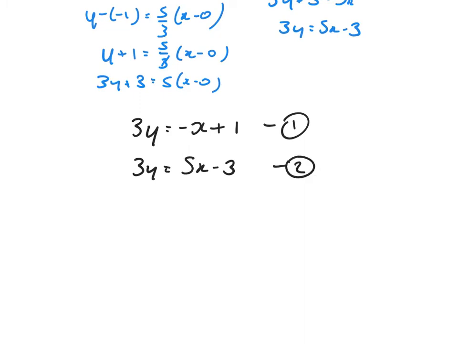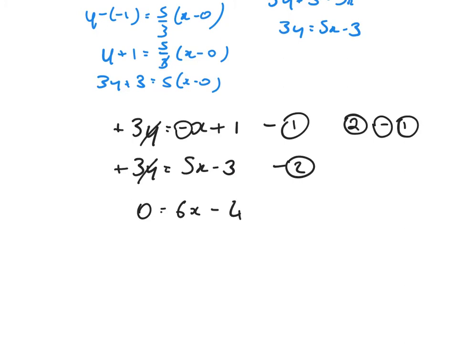Okay, so we can easily get rid of the 3y's here. We can see that the signs are the same, they're both plus. So if the signs are the same, then we can subtract. So we could do 1 take away 2 or 2 take away 1, it doesn't matter. So 3y take away 3y goes, and that's 0. 5x minus -x is 5x plus x, that's 6x. And then -3 minus 1 is -4. That will then give me 6x equals 4 and x equals 4 over 6, which can simplify down to 2/3.